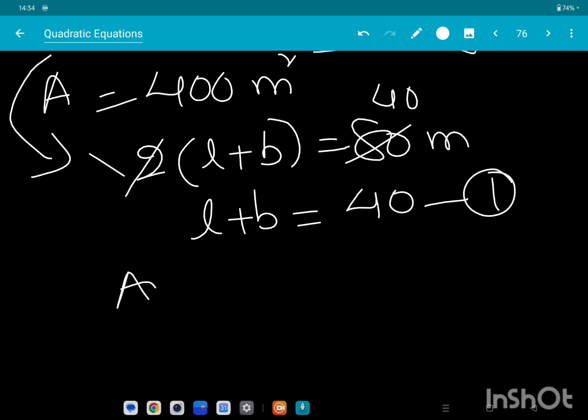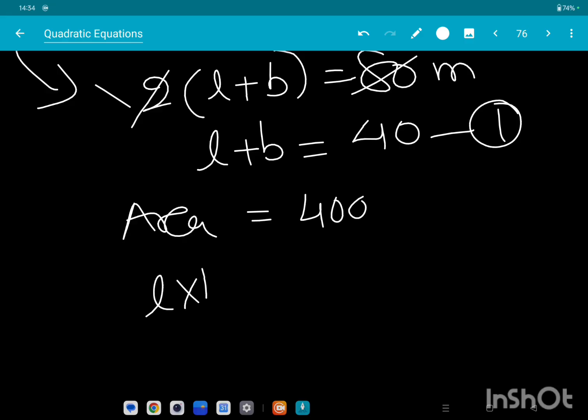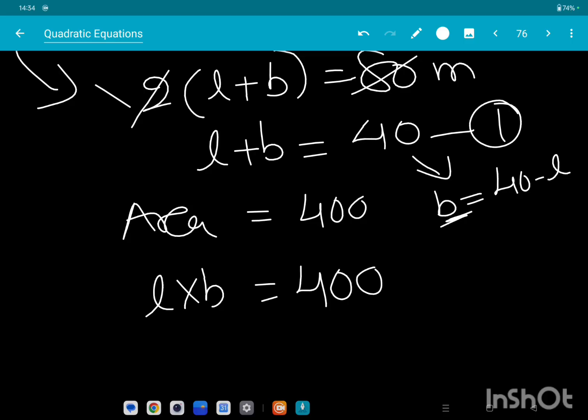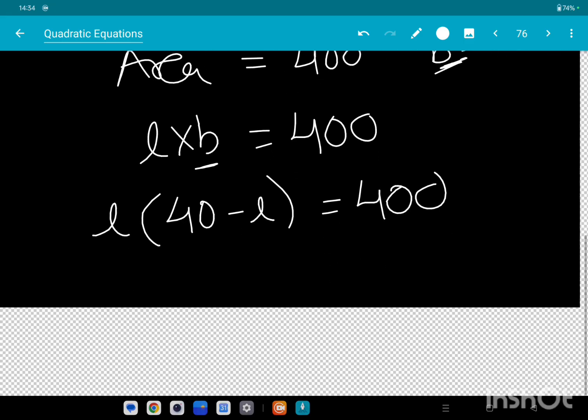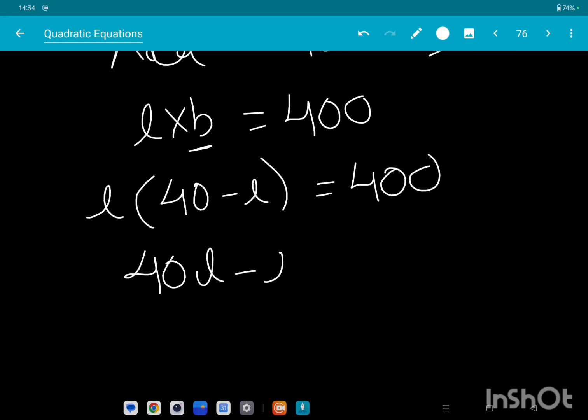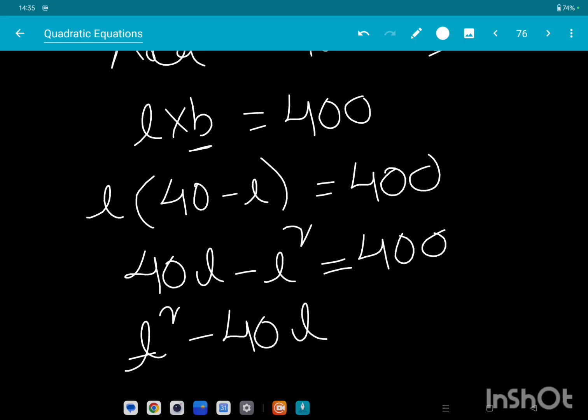Now what is the area here? Area is equal to 400. Area, which is L into B, is equal to 400. Now from equation 1, by the substitution method, can I find the B value here? B is equal to 40 minus L. So I'll substitute this B value in this equation. So L into 40 minus L is equal to 400. Now solve this. 40L minus L square is equal to 400. Now L square minus 40L plus 400 is equal to 0.